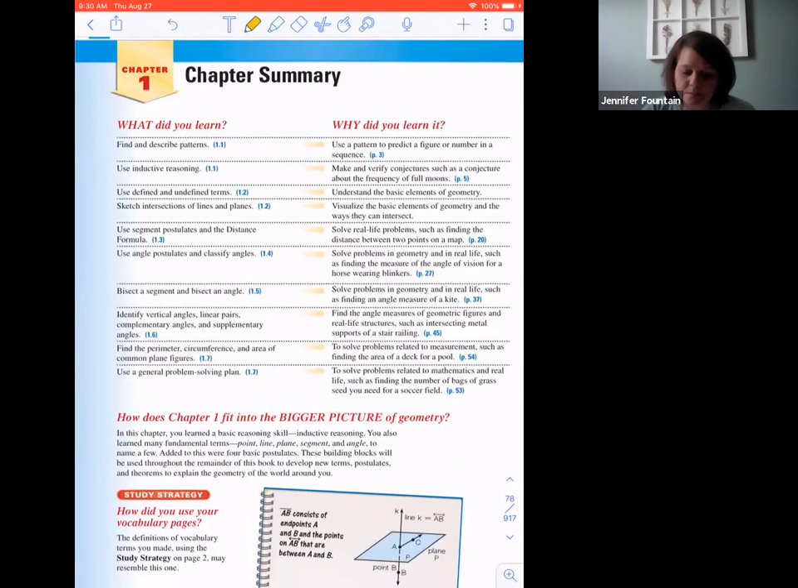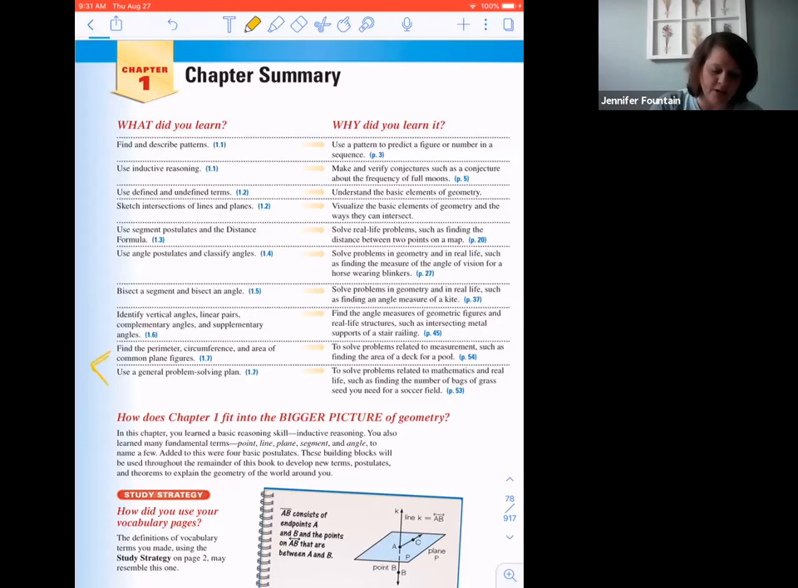Okay, here's our chapter summary. What did you learn? Find and describe patterns. This is section 1.1, and it shows us over here why a pattern, use a pattern to predict a figure or a number in a sequence, and it tells us what page to look on. Inductive reasoning, defined and undefined terms, sketching intersections of lines and planes, segment postulates and distance formulas, angle postulates and classifying angles, bisect a segment and bisect an angle, identify vertical angles, linear pairs, complementary angles, and supplementary angles, and then perimeter, circumference, area, and using general problem solving plans.